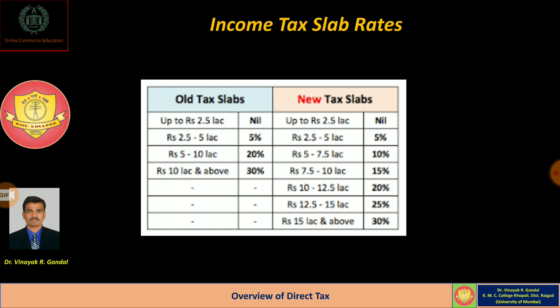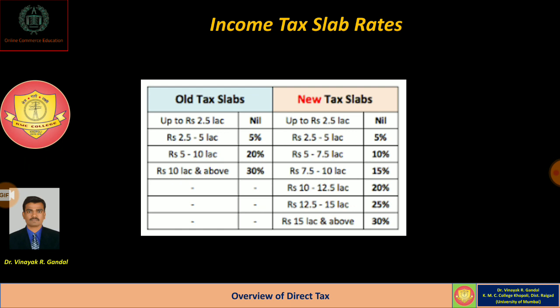So in the income tax slab rates, for rupees 2 lakhs 50,000 to rupees 5 lakhs, 5% tax is to be charged. Then from rupees 5 lakhs to 10 lakhs, there will be 20% tax under the old tax slab rate. And if income exceeds rupees 10 lakhs, then 30% income tax is to be charged.